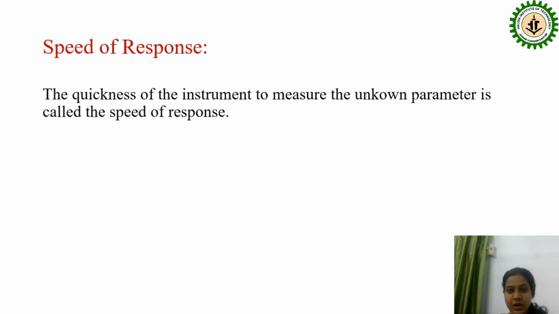Next, what is the meaning of speed of response? It is the quickness of the instrument to measure the unknown parameter. Let us say we want to measure the voltage across a resistance, R2 or R3. So we have to use a voltmeter. How much time it takes to give us the value of the unknown parameter defines the speed of response for that specific instrument.